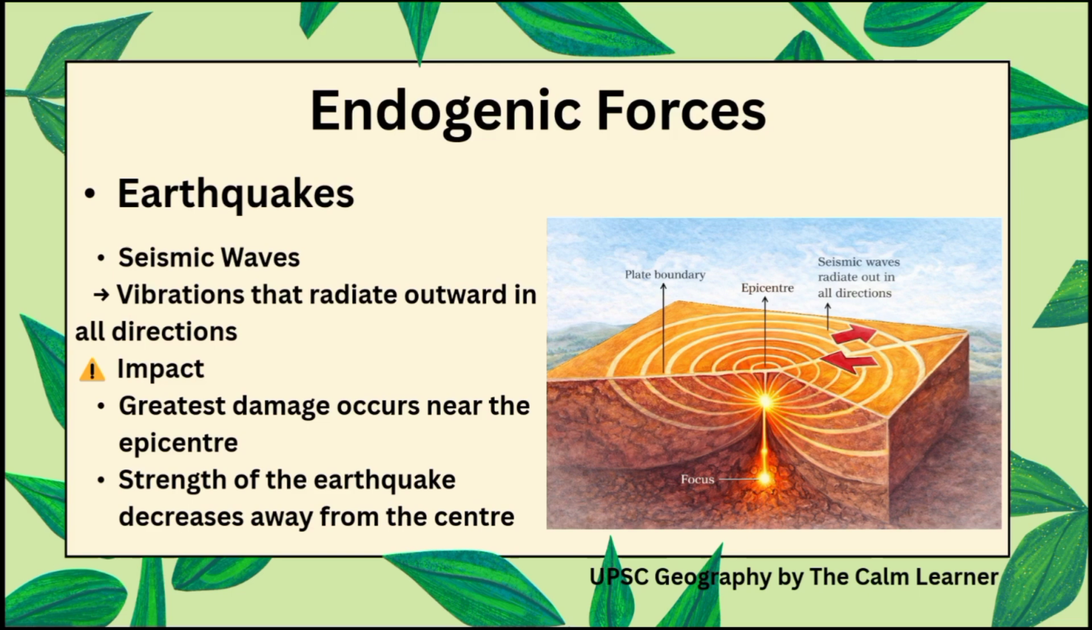Now, let us understand what happens during an earthquake. When an earthquake occurs, it produces seismic waves. These seismic waves are vibrations that radiate outward in all directions from the point of origin. As you can see in the diagram, these waves spread out from the focus and reach the Earth's surface.